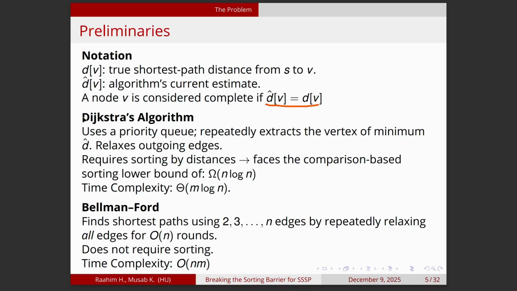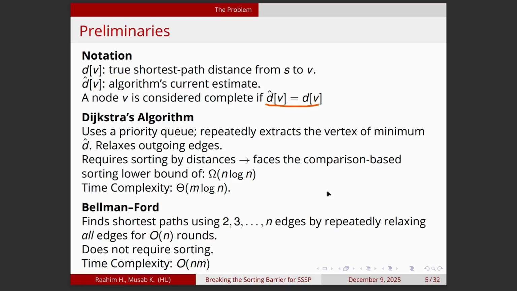Similar algorithms which have been previously known and used are Dijkstra's algorithm, which uses a priority queue, extracts the vertex of minimum estimated distance, and relaxes the edges going out of it. It implicitly is then sorting all of the nodes by distance, because again, it has to repeatedly extract a minimum. This means it faces the comparison-based sorting lower bound of omega of n log n, so it can't go any faster than that, and its time complexity is generally cited as theta of m log n.